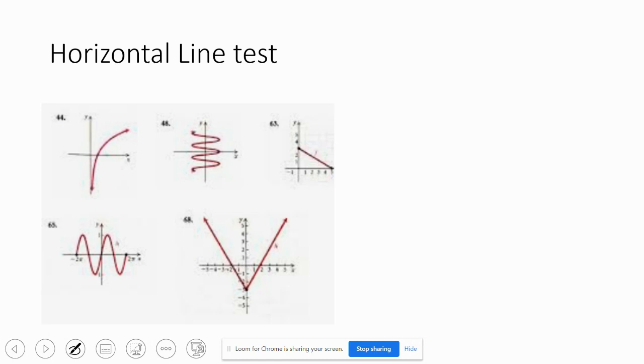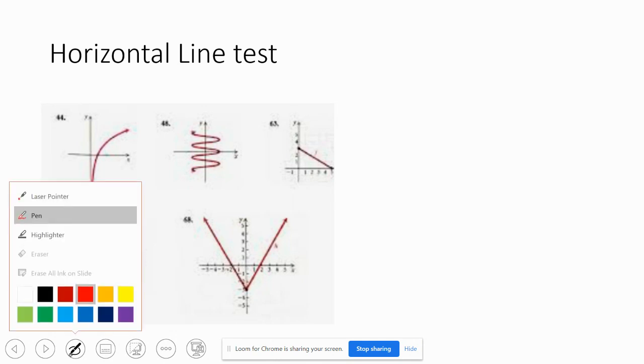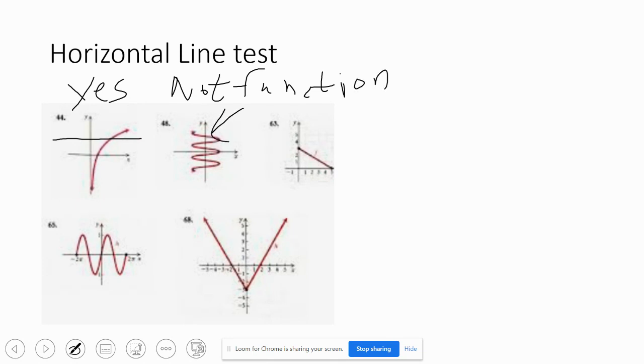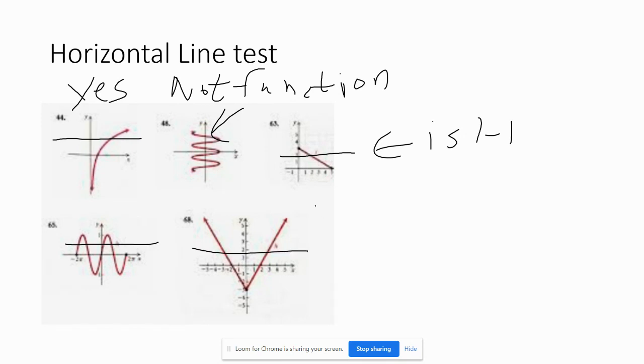Let's do another example. Horizontal line test. Which of these graphs has an inverse? So you draw a horizontal line and see if it touches more than once. The first one, yes, it's one-to-one, it only touches once. Here, this one is not even a function. Don't even waste your time. It won't pass the vertical line test, so you don't even try the horizontal line test. The next one does, so this is one-to-one. This one and this one are not, because they touch more than once. So not one-to-one, not one-to-one.